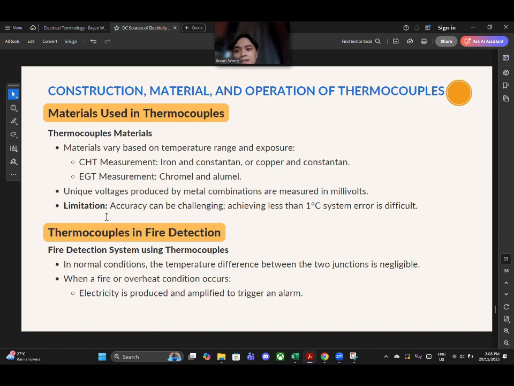What are the limitations of thermocouple materials? The accuracy can be challenging. Achieving less than 1 degree Celsius system error is difficult. Now, thermocouples in fire detection. In a fire detection system using thermocouples, in normal conditions the temperature difference between the two junctions is negligible. When a fire or overheat condition occurs, electricity is produced and amplified to trigger an alarm.